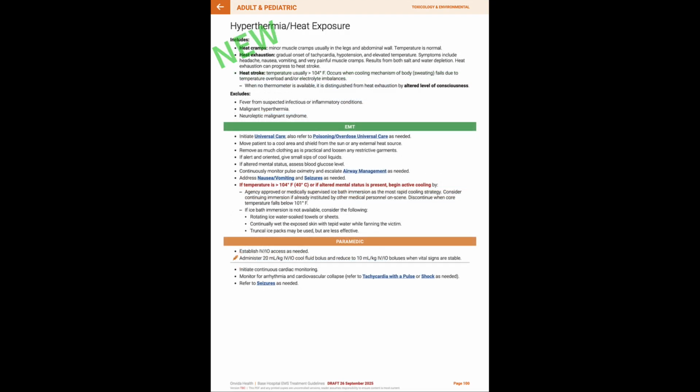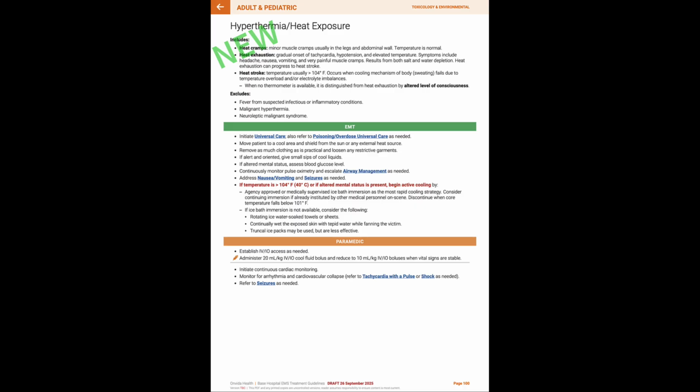This next page is also new, and for EMS providers like you who work in Arizona, it's one of the most important additions in the entire treatment guideline set. This is the hyperthermia and heat exposure guideline, and it gives us a very structured, evidence-based approach to managing heat illness in a region that regularly experiences some of the highest temperatures in the country.